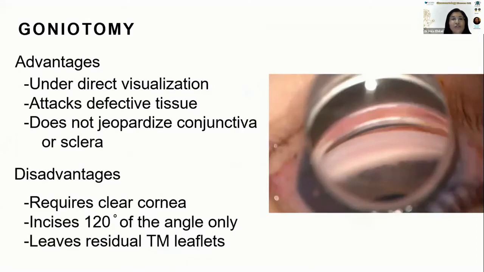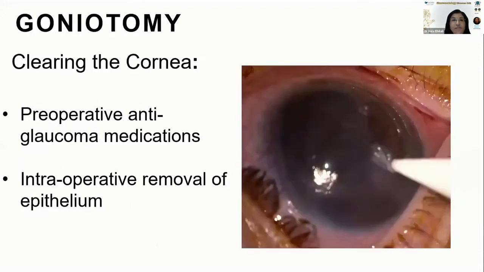Goniotomy has several advantages. It attacks the defective tissue, which is the dysgenetic trabecular meshwork, under direct visualization without jeopardizing conjunctiva or sclera. Both tissues are very dear to a glaucoma surgeon because they are needed for other procedures if this one fails. However, it requires clear cornea and incises 120 degrees of the angle only. Potentially, it leaves residual TM leaflets which can readhere to one another and close up the angle again.